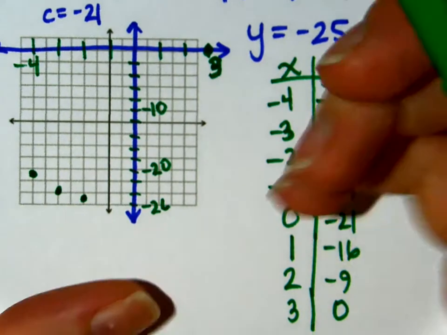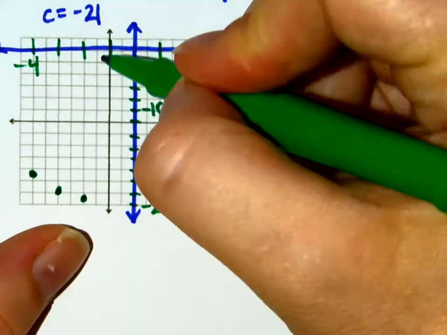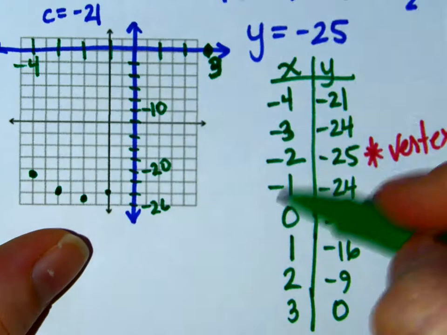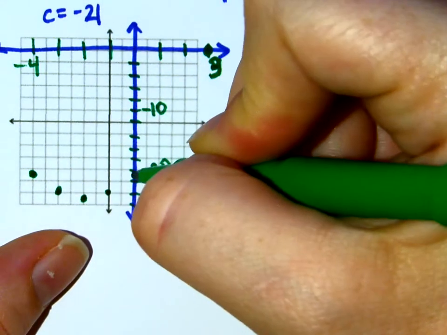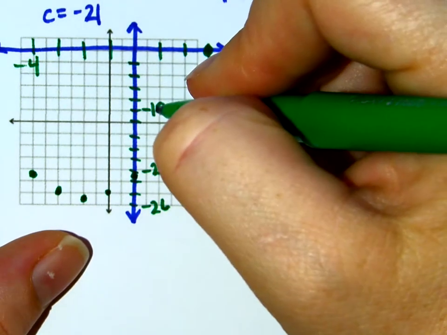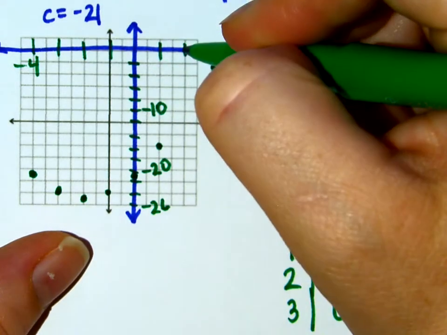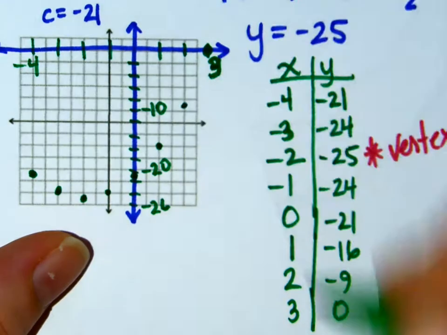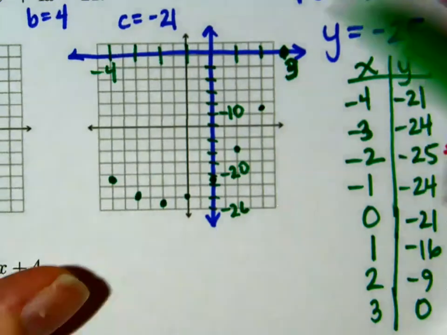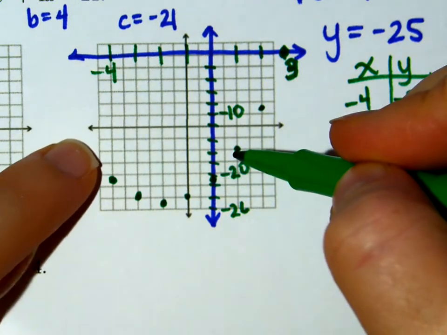Okay, and then let's see. I'm at -1, -24. So here's -20, 2, 4. Done. 0, -21. Got it. 1, negative 16. So here's 10, 12, 14, 16. 2, negative 9. 2, and here's negative 10, so just above that, and 3, 0. Got it. Okay, so I've plotted all of these points, but I'm noticing I could probably include this symmetric point over here.